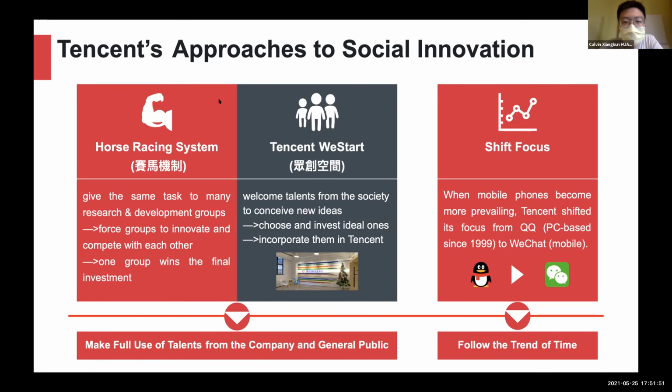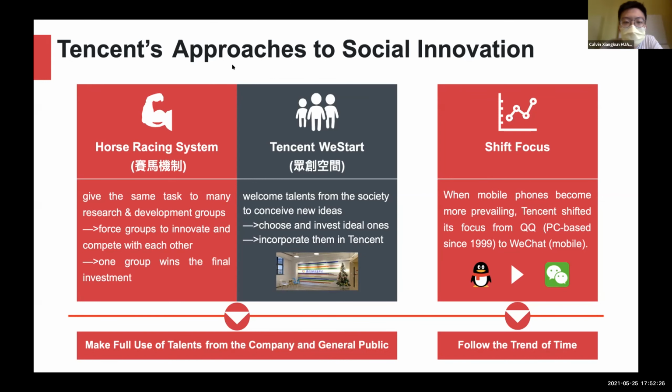Tencent also tries to make social innovations with the help of the society and the general public. Tencent established several Tencent Stars in China and welcomes talents in the society to conceive new ideas and projects. The most innovative ideas and projects will be funded and become part of Tencent, and as a reward for the society at last. At the same time, Tencent also creates more job opportunities to the general public through such Tencent Stars. Second approach is to follow the trend of time.